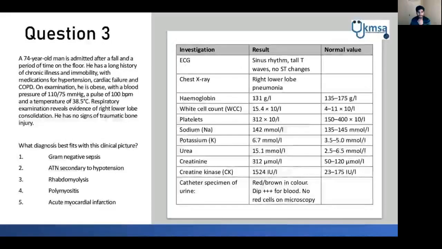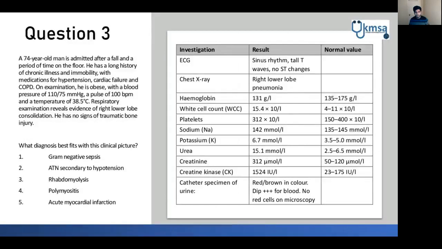Next question. A 74-year-old man admitted after a fall, and he spent a period of time on the floor. He has a long history of illnesses. On examination, he's obese with a blood pressure of 110/75, a pulse of 100, and a temp of 38.5, so he has a fever. Respiratory exam reveals evidence of a right lower lobe consolidation, and he has no kind of trauma. So this is his workup.